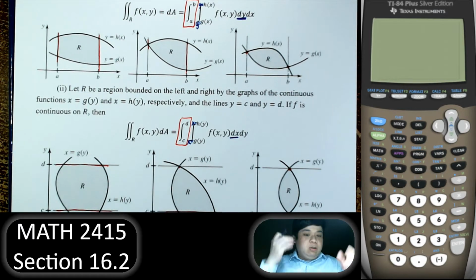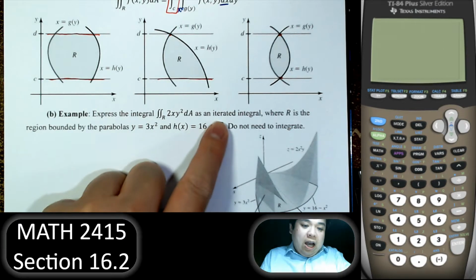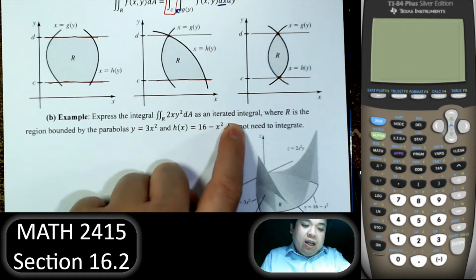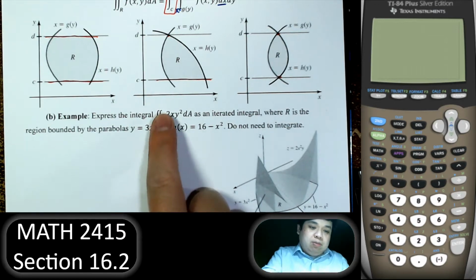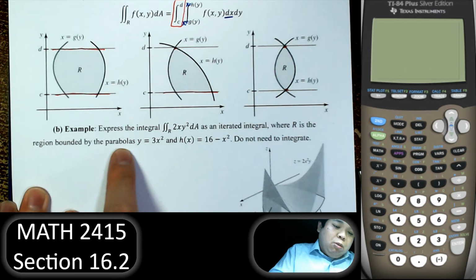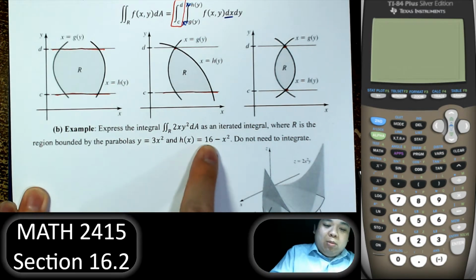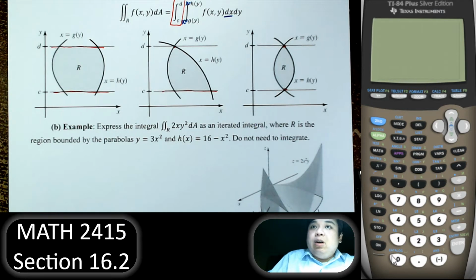Fine. So let's look at this example. Express the integral as an iterated integral, maybe the double integral like what we have here, where R is the region bounded by the parabola y equal to 3x squared, and at the bottom, and 16 minus x squared. Of course, we can graph these two functions easily, and we're going to graph that by hand too.